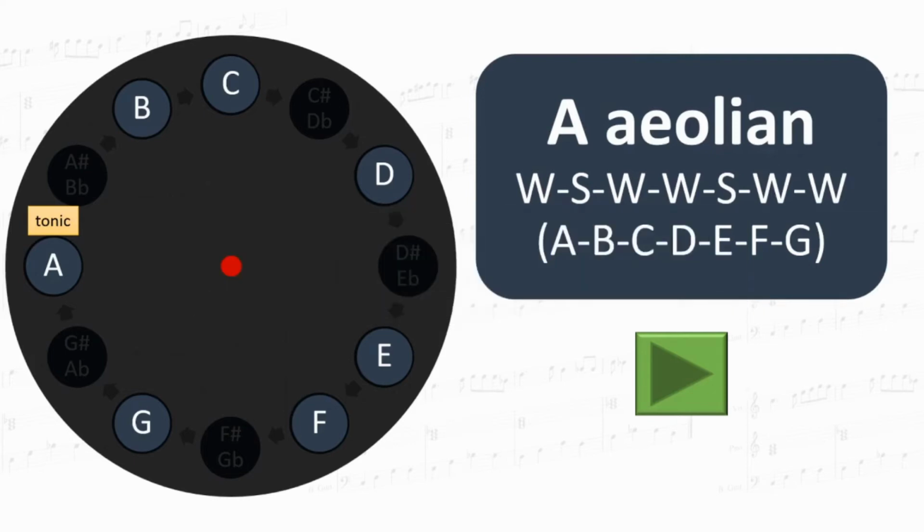The sixth mode is called Aeolian, but it is also known as the natural minor scale. In fact, the natural minor scale and the major scale that contains the same notes are called relative keys. They would have the same key signature on a musical score.